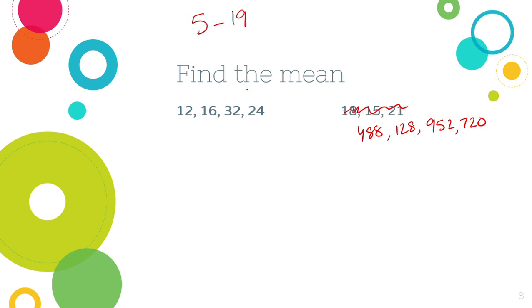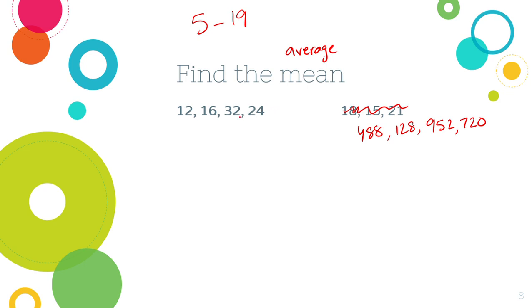Okay, it's very simple, but for some reason everyone is confused. Okay, first of all, what is the mean? Mean is the average. Average means like the normal number or somewhere like the middle of a set of numbers.